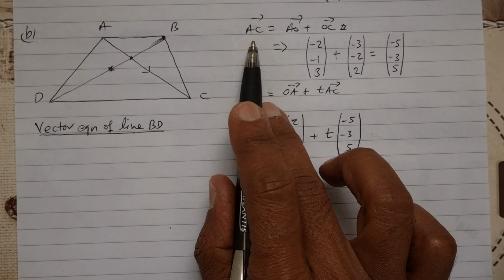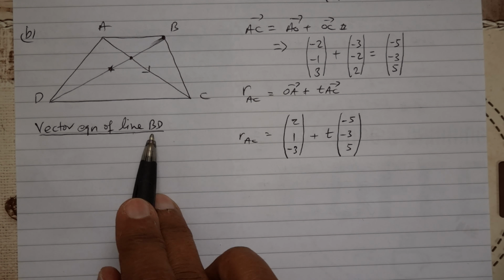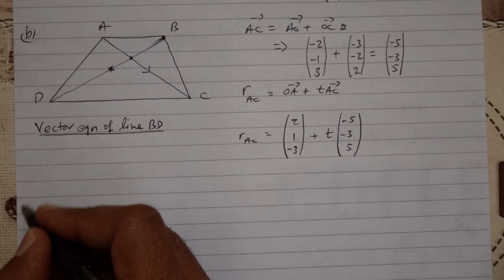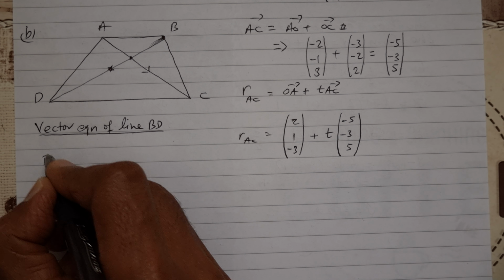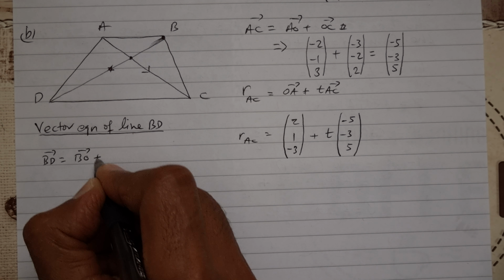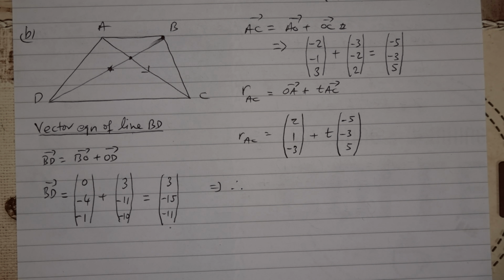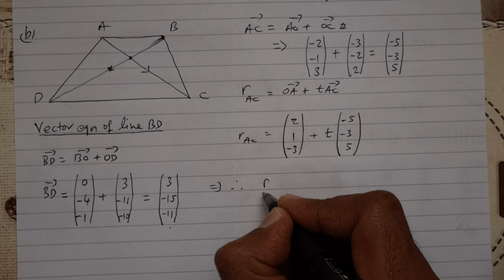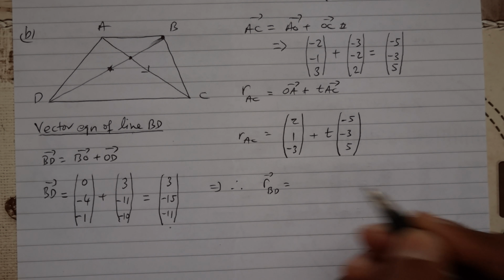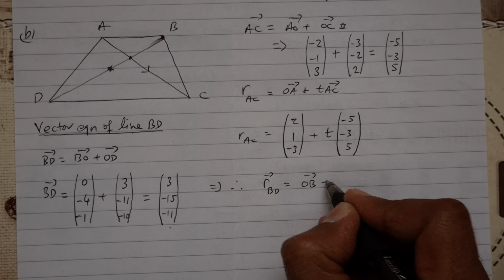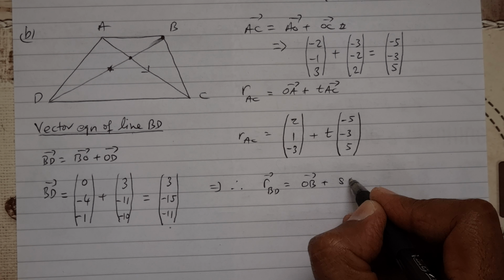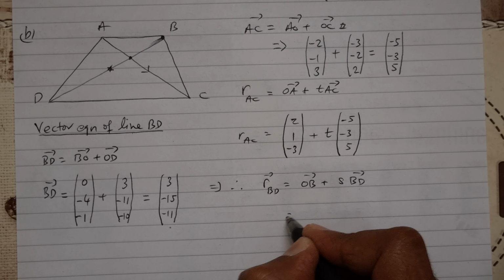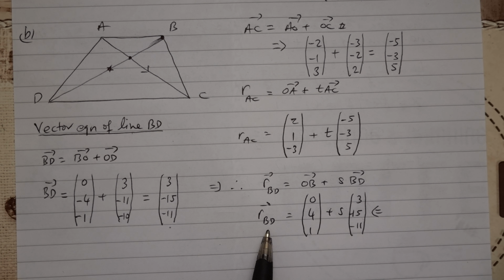Now, just like I found the vector equation of line AC, I'm going to find the vector equation of line BD, which entails finding BD. So BD is equal to BO plus OD, leading to the following vector. And now I want to find the vector equation of BD. Let me call it r_BD, which is vector OB plus some parameter s times the vector BD. If we do this, we'll get the following vector equation of the line BD.